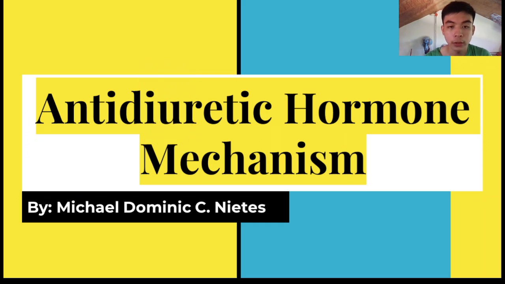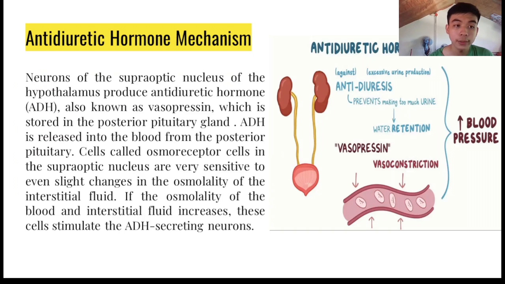So my discussion this afternoon or morning is about the antidiuretic hormone mechanism. So, what is the antidiuretic hormone mechanism? The supraoptic nucleus of the hypothalamus produces antidiuretic hormone, or ADH. ADH is also known as vasopressin, which is stored in the posterior pituitary gland. ADH is released into the blood from the posterior pituitary.